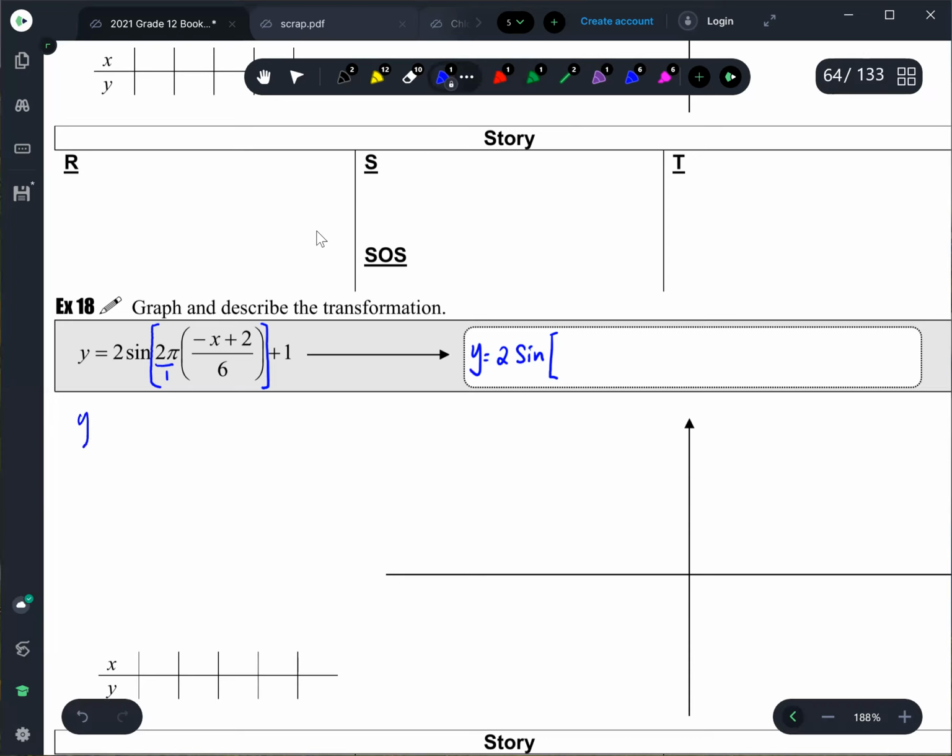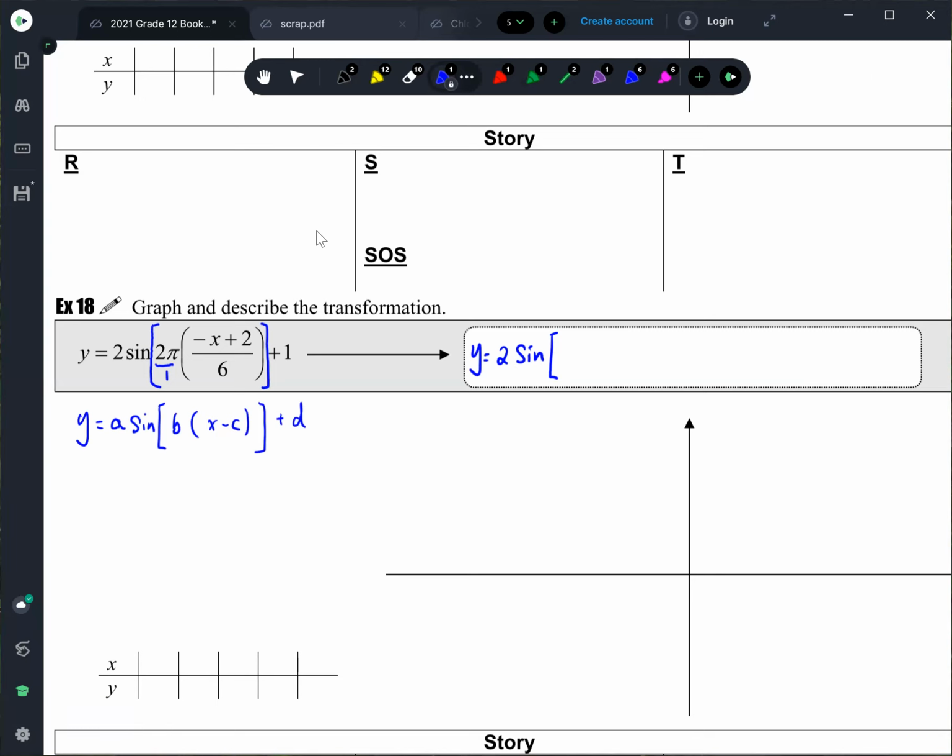If you look at the form that we want to get, compare with the form we want: sine B, X minus C, bracket, plus D. This is the form we want. So you can see that the X minus C does not have a denominator. Also the X cannot have a negative in front. Look at the question and the form that we want to get. The thing that's extra is the negative and the 6. Those are making it look weird.